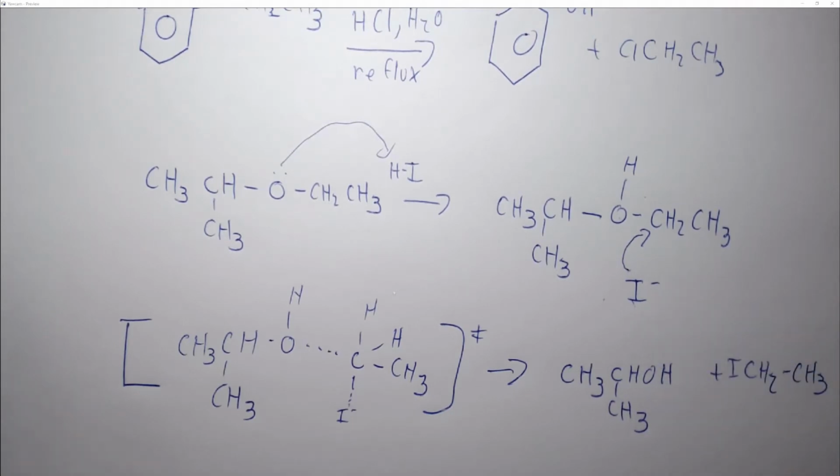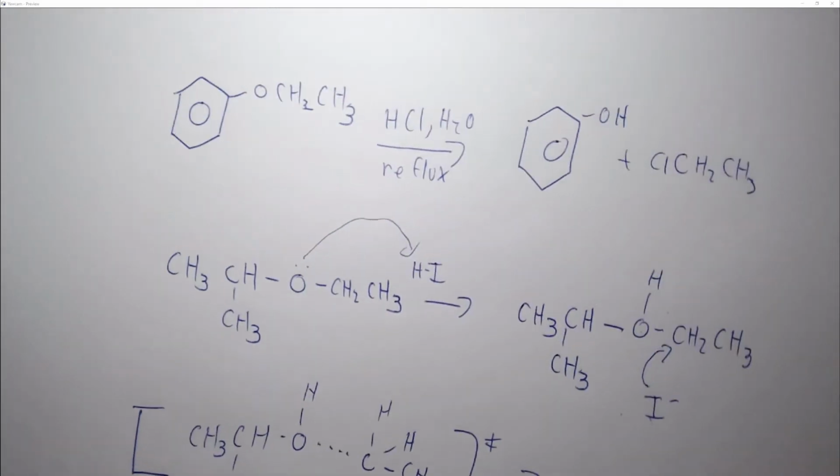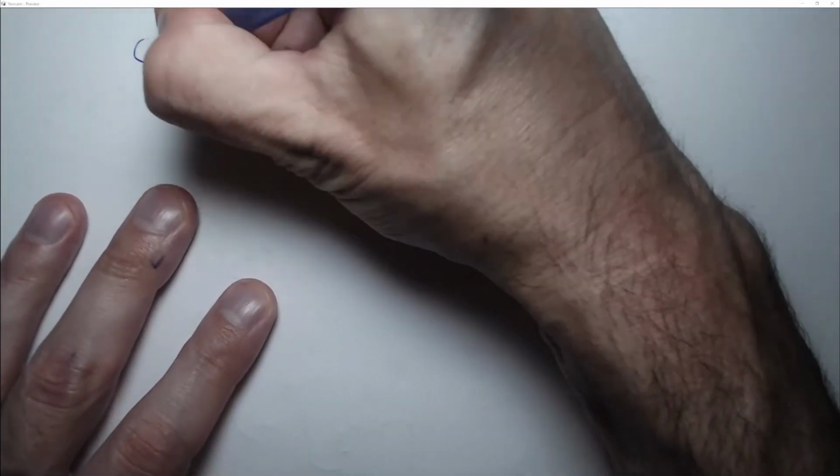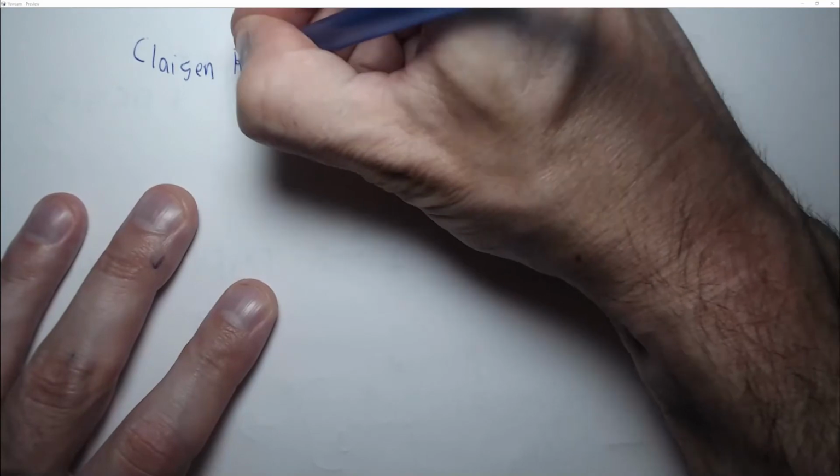So this is a relatively short section, so I'm going to combine it with the next section, which is the Claisen rearrangement. A Claisen rearrangement is actually an interesting process because we see, as you could probably guess by the name rearrangement, that a carbon-containing group jumps. So this is called the Claisen rearrangement.